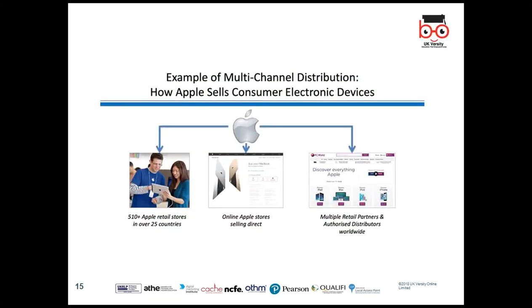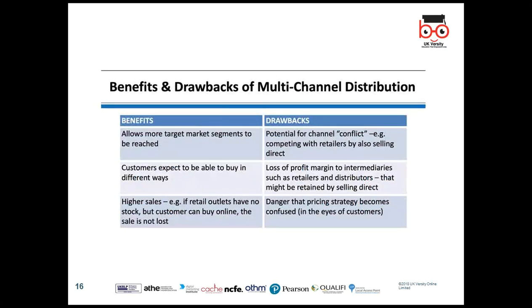Next we look at the multi-channel distribution of Apple. Apple has 510 plus retailers over 25 countries. They do online Apple stores as well, selling directly to the customer, and they have multiple retail partners and authorized dealers. We need to look around so we do not create conflict, customers clearly understand, and our technology should help us. So that is how Apple manages multi-channel distribution.